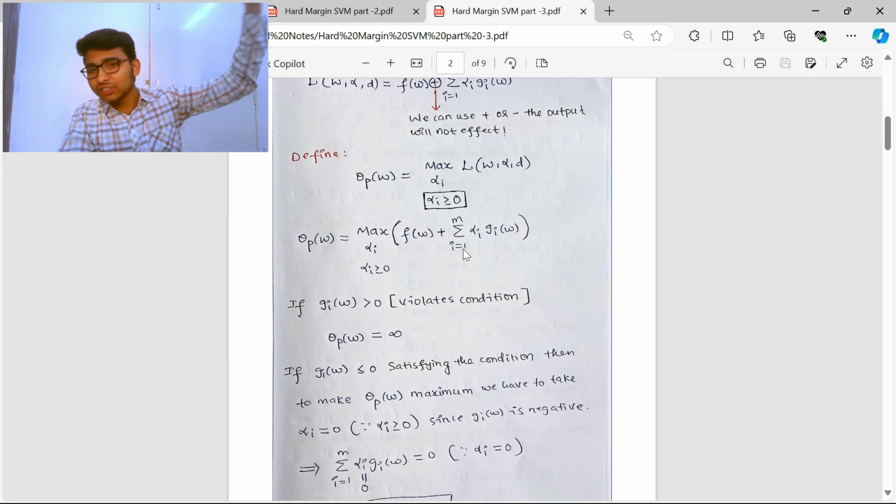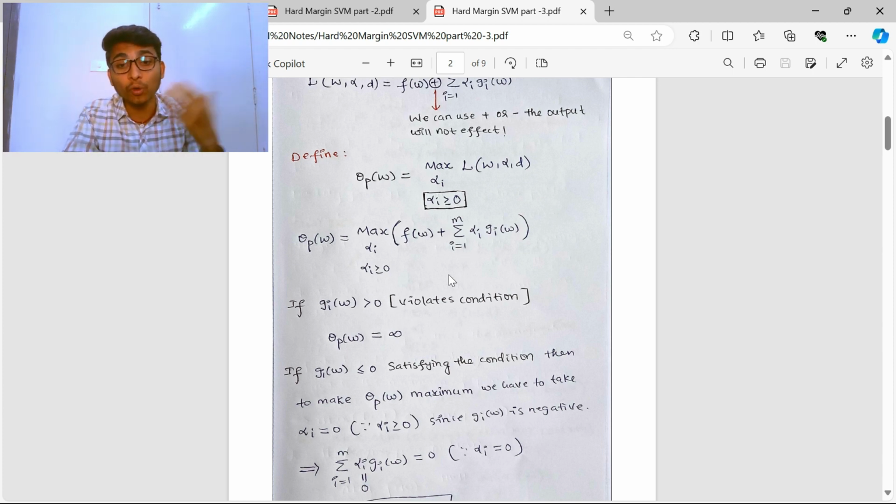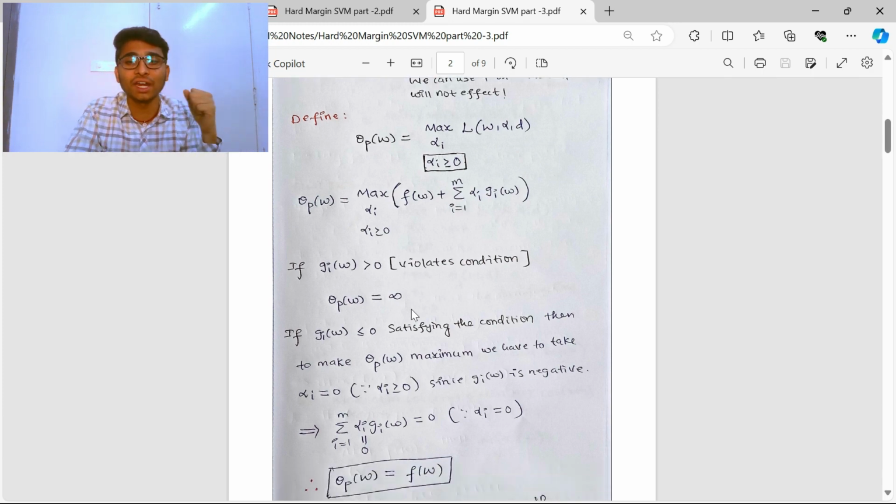I will choose the maximum alpha i, right? It will be infinite. I can choose a maximum alpha i, and if I choose a maximum infinite value, it will become infinite, right? Then theta p of w is infinite. I hope you understood why the gi of w greater than 0 condition violates. Why are we getting theta p of w equal to infinity? Because I can choose alpha i, which is a very large, huge number, so that it will become infinite.